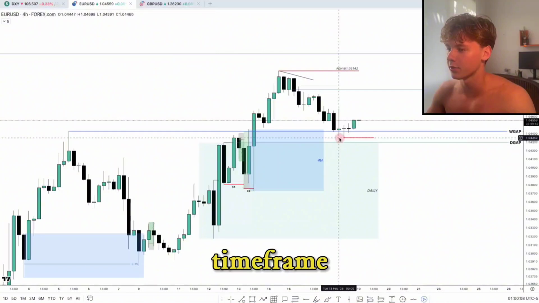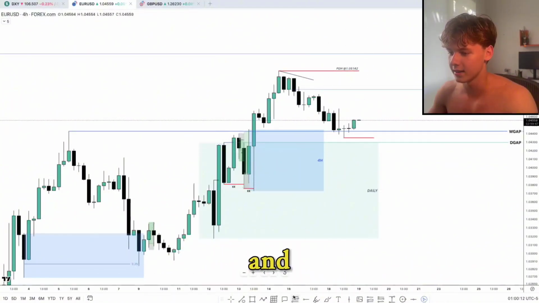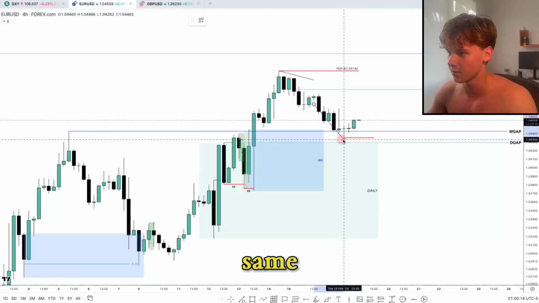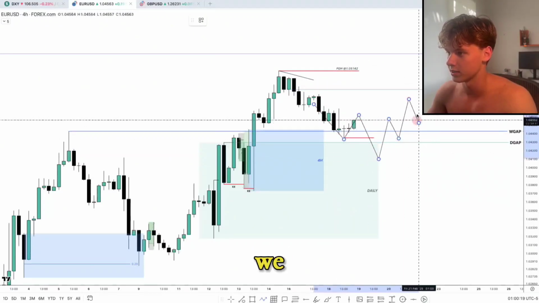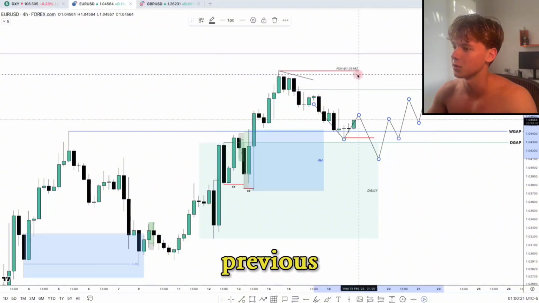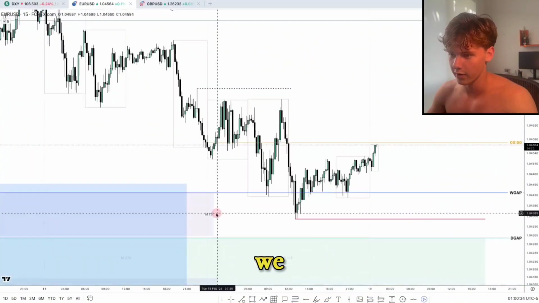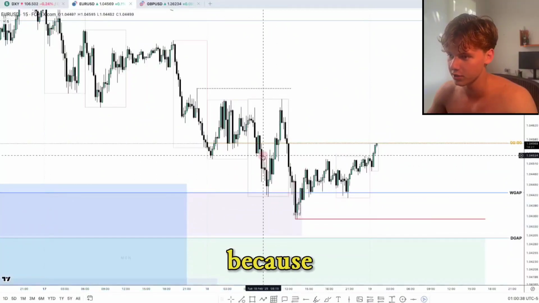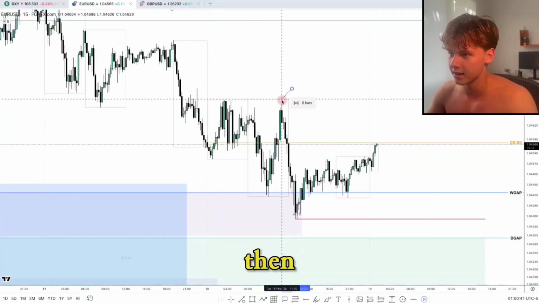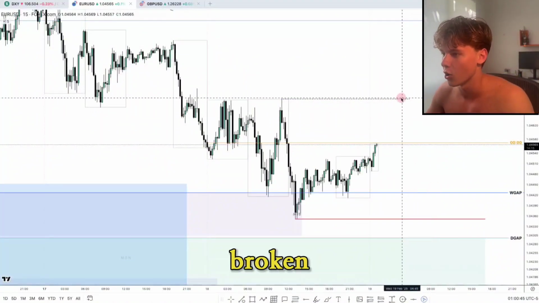On the 4-hour time frame, you can see this daily previous liquidity, this daily gap, and my analysis remains the same. I would like to see price come down into here, and then we see bullish prices up into this previous daily high right up here, and this buy side liquidity. 15-minute time frame, we have mitigated this 15-minute zone. We have swept this strong liquidity because it shifted in market structure, and then we currently have this high, which I'm waiting to be broken above.